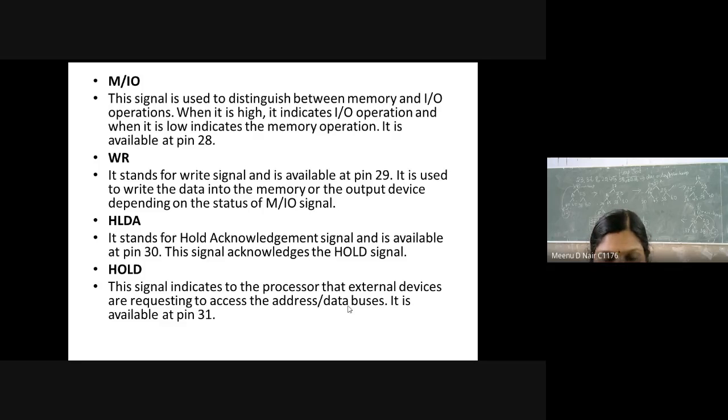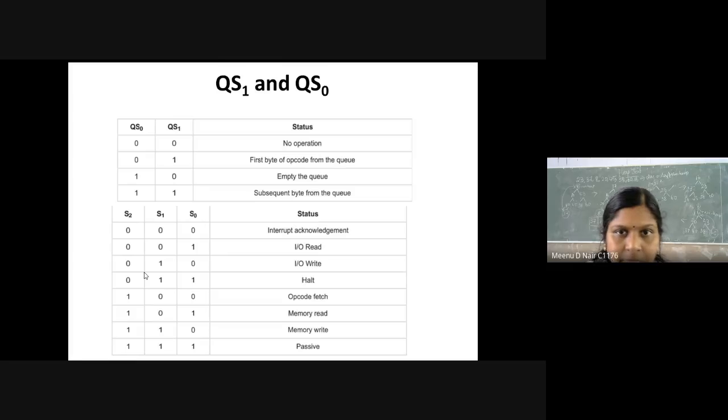Then HLDA means hold acknowledge. If the HLDA signal is high, it is telling the output devices that okay, you can use it. That is what the HLDA signal means. If it is accepting, the HLDA signal will be high. So you can use the address or data bus. That is what is called the HOLD and HLDA signals. Then QS1 and QS0.